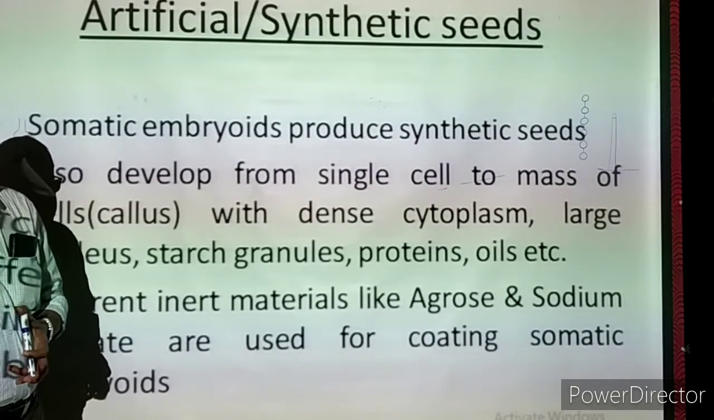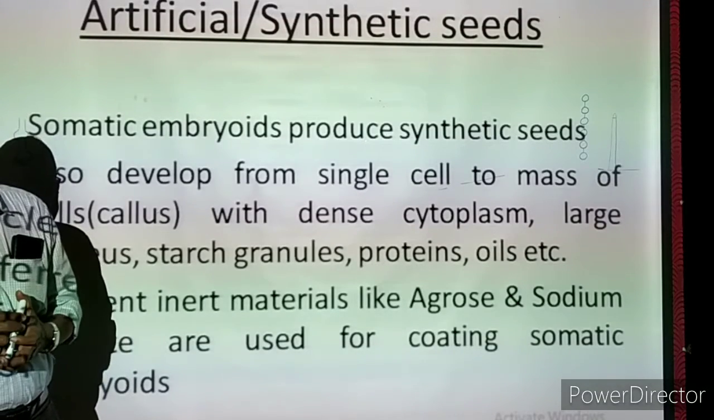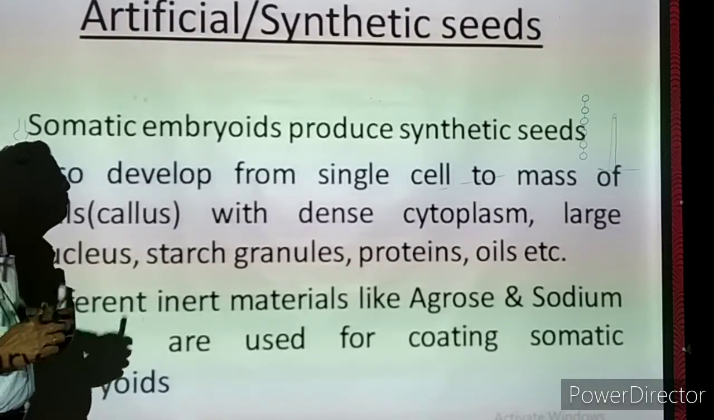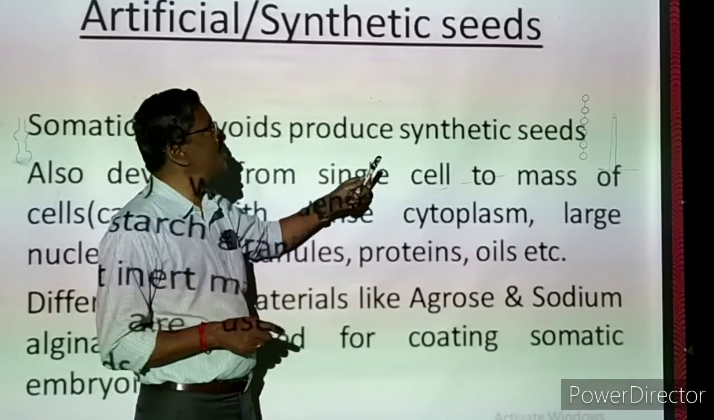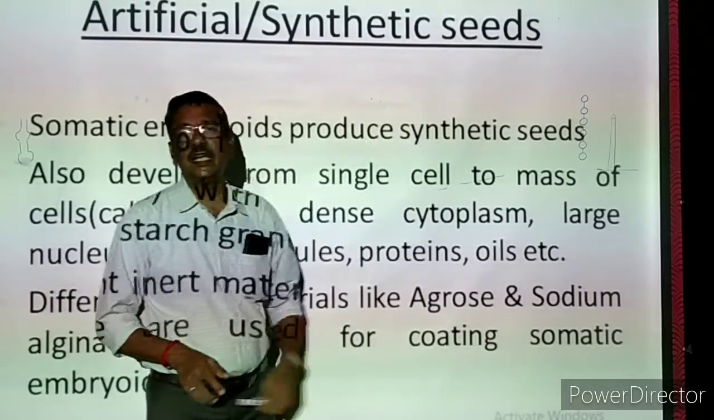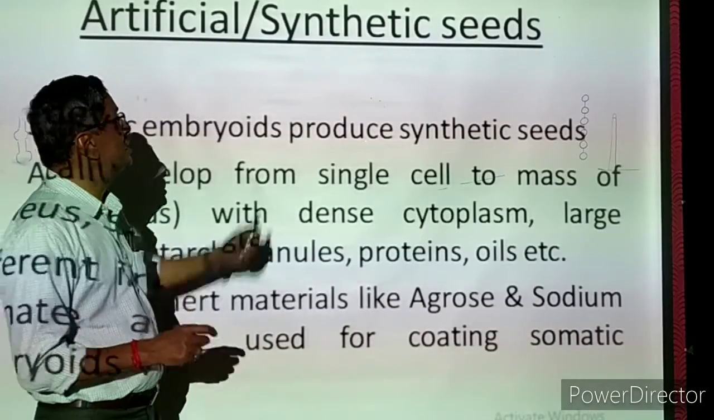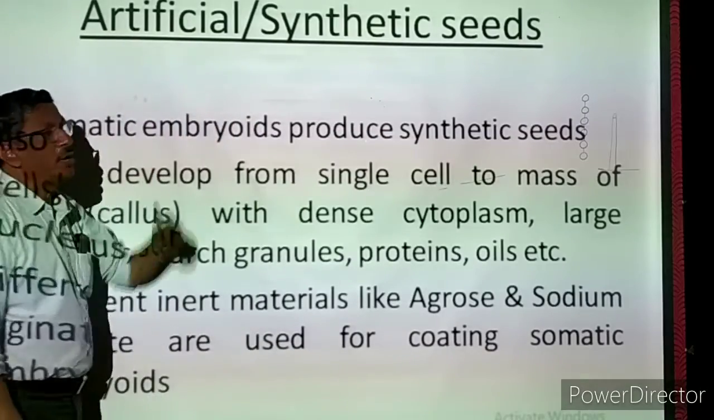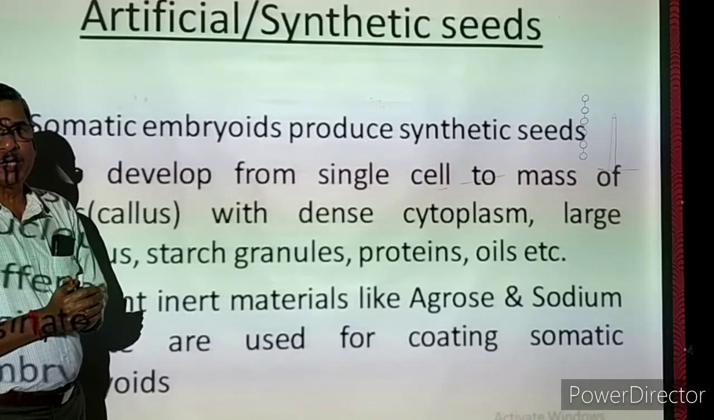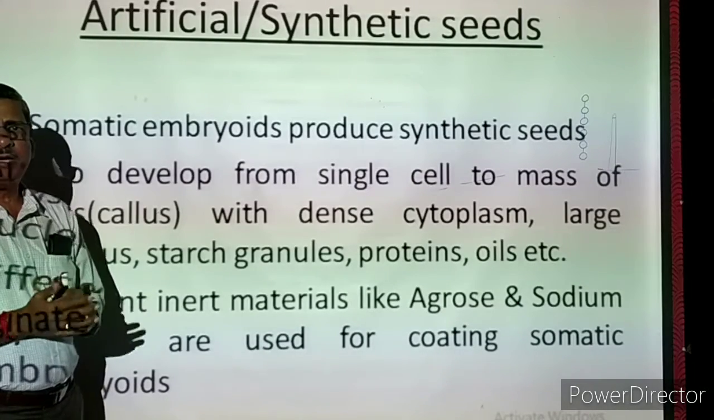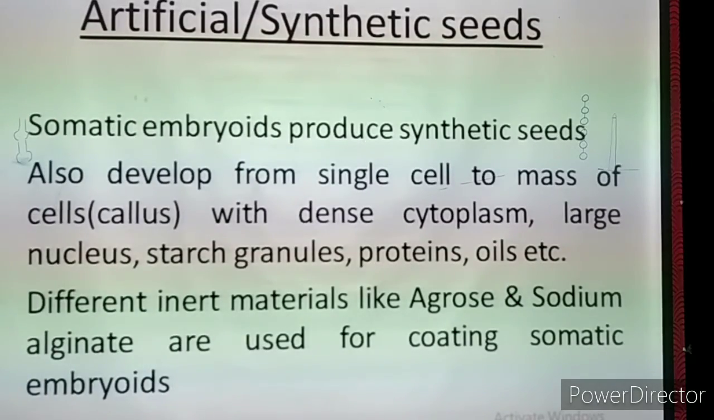The small plantlets grow bigger, they attain maturity, they start producing flowers, fruits, and inside the fruit the seeds are formed. The seeds produced by the plants developed after tissue culture are called synthetic seeds. They are also called artificial seeds because the seeds did not come from a plant which developed naturally. The plant developed artificially, so we are calling the seeds also artificial seeds.